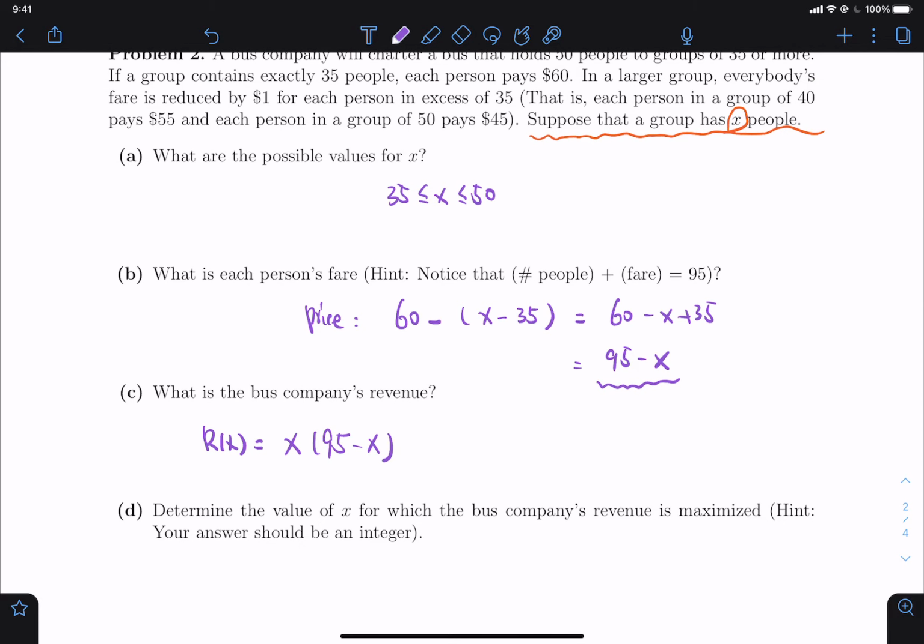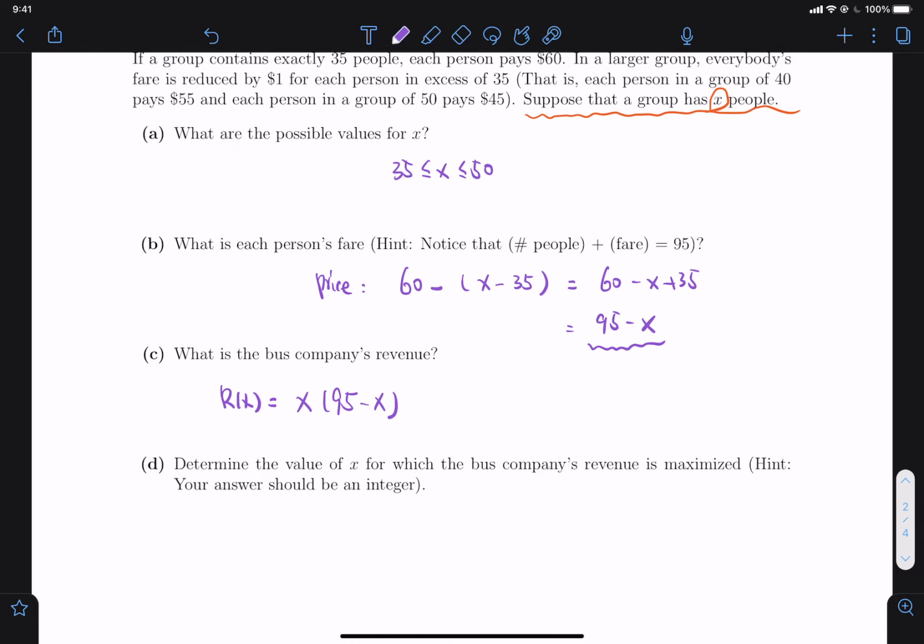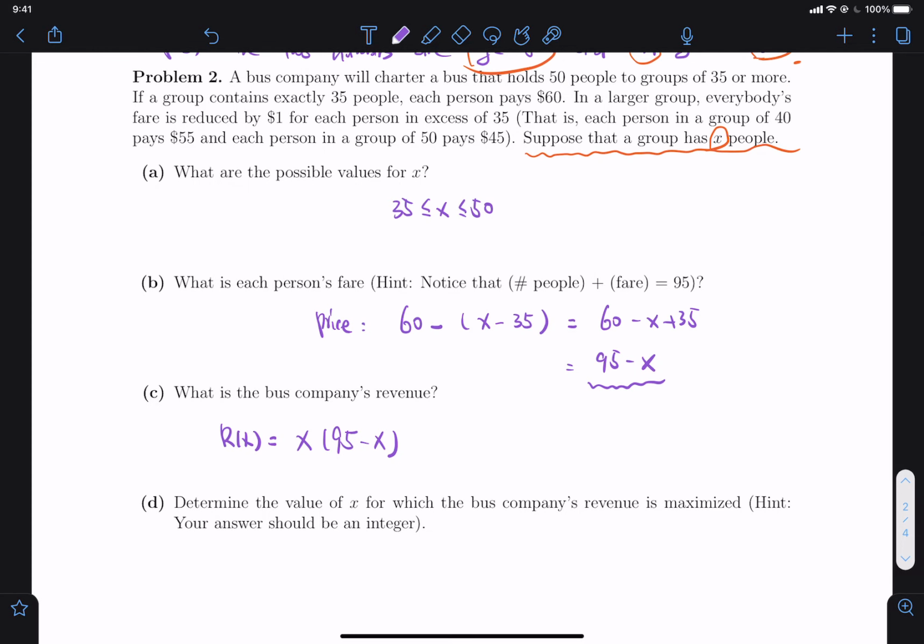And question D, determine the value of x for which the bus company's revenue is maximized. Basically we're going to take the derivative and figure out the max or min value, just like the previous question. Firstly, let's simplify this function: R of x is negative x squared plus 95x. So R prime of x is negative 2x plus 95. Now we let R prime of x equal to 0.